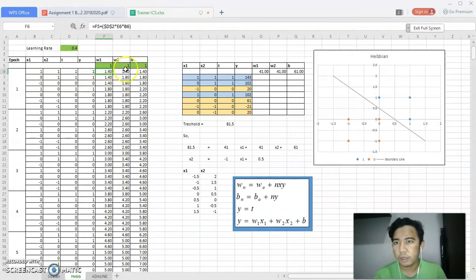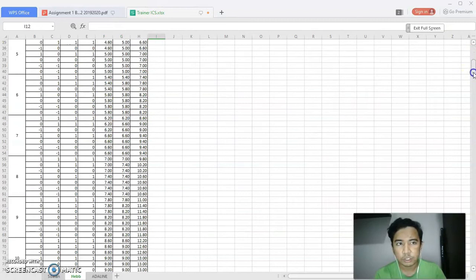We repeat the same using the same equation for w2. And for the bias, we use this formula: bias old plus learning rate multiplied by y. So we get 1.4 for the new bias. We repeat this method until all the data has been calculated. In this method we do until 50 epochs.